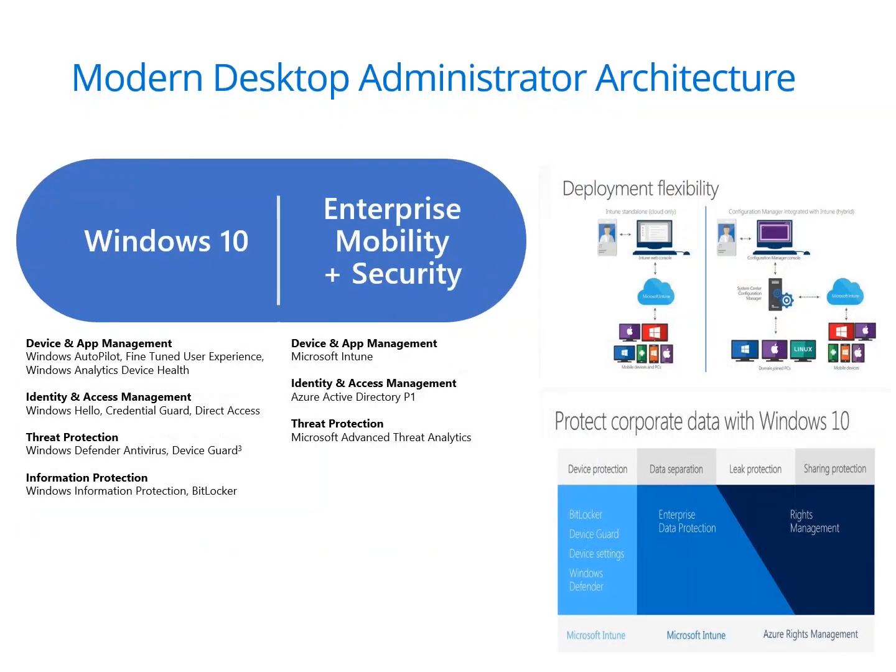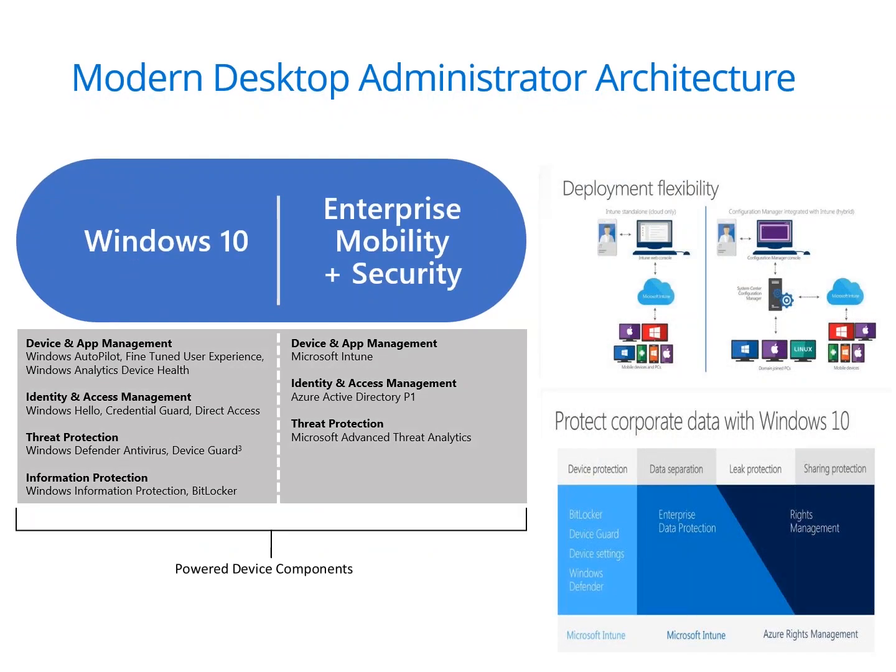So when we start looking at what this looks like for your classes, on the left side, we've got Windows 10. So those are the traditional types of things that you would have taught before in terms of Windows 10 administration. Then you've got your enterprise mobility and security, and again, moving to that cloud environment. And then on the right-hand side, you've got deployment flexibility. So the automated deployments, the automated policies, automated security, again, so that the cloud applications can do that. And then really being able to protect corporate data with Windows 10.